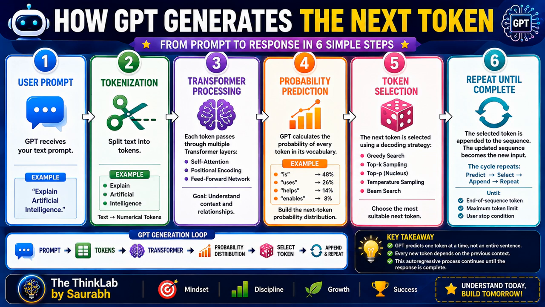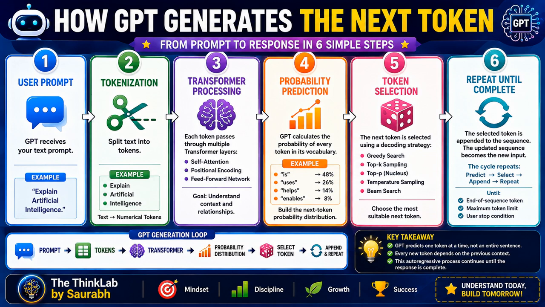Step four is positional encoding. Transformers process all tokens in parallel. Because of this, they do not naturally know the order of words. For example, "dog bites man" and "man bites dog" contain the same words, but their meaning is completely different. To solve this, GPT adds positional information. This tells the model where each token appears in the sentence. So now the model understands both meaning and order, right?